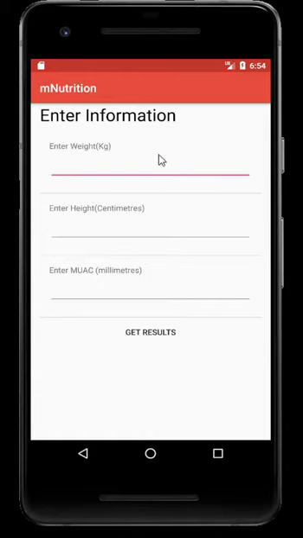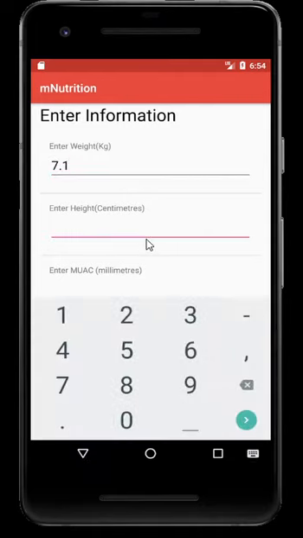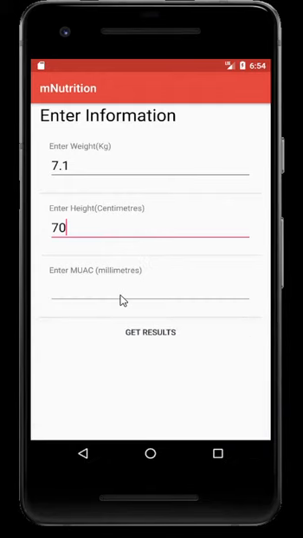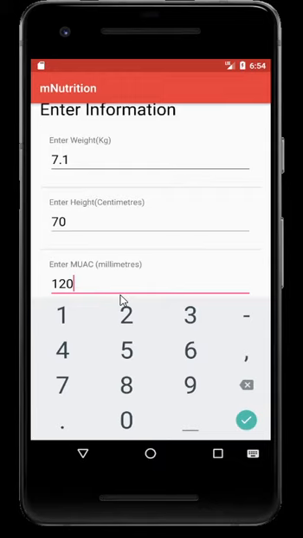And for the weight and height, I've used the WHO 2006 weight to height tables, which consist of a complex tabulation, which I have digitized into a set of integer arrays. So let's just go ahead and enter the sample data. So the child's weight is 7.1 kgs. His height is 70 centimeters and his mUAC is 120 millimeters.